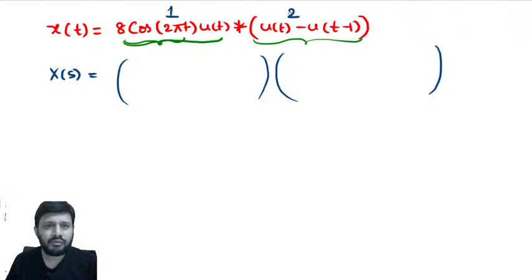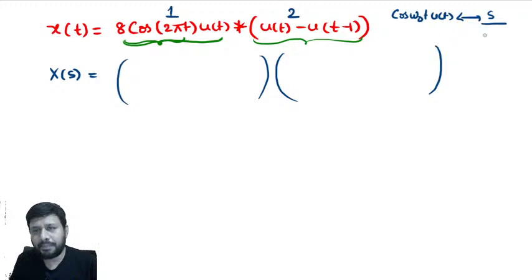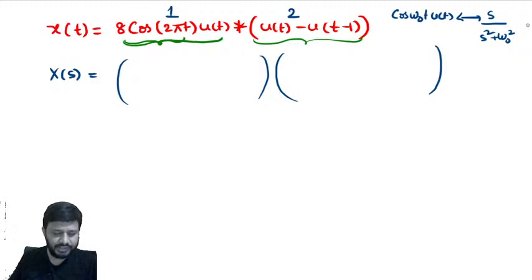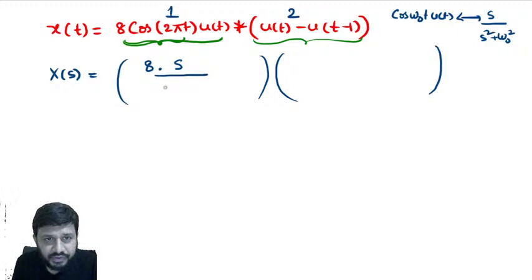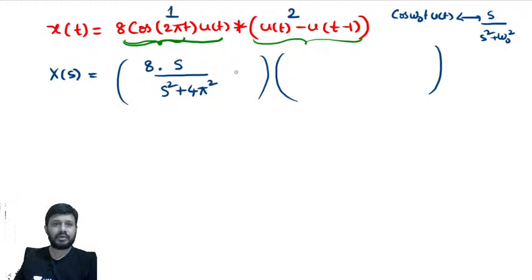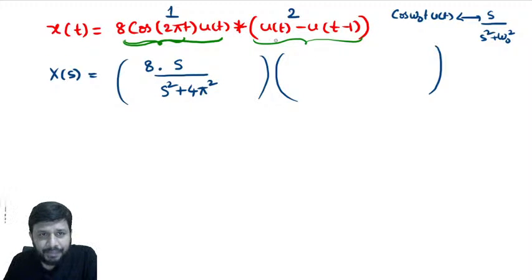Do you remember what is the Laplace transform of cos 2 pi t u of t? We know, right? Cos omega naught t u of t forms a Laplace transform pair with what? S upon s square plus omega naught square, isn't it? Now, what is the Laplace transform here? 8 times s by s square plus 4 pi square, right?